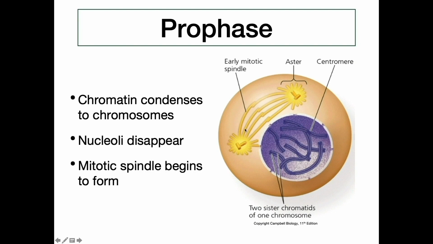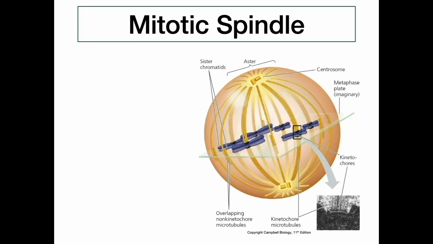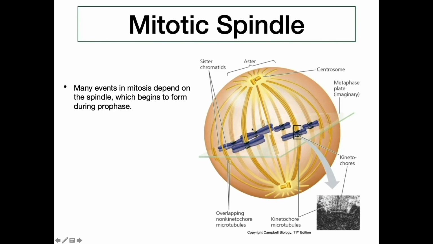So the mitotic spindle is a really important concept, so let's go and look at that a little bit more. A lot of events in mitosis are going to be very dependent upon the formation of the spindle, which, as we know, starts to form during prophase. So the mitotic spindle is made up of microtubules.